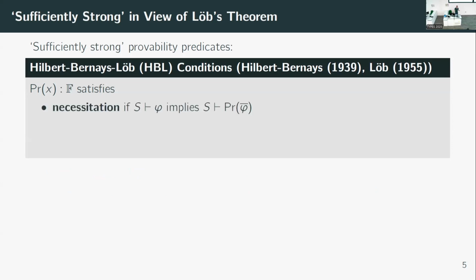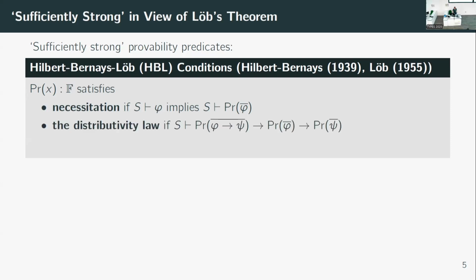The first is something that we've already seen. It's necessitation. It says if you prove the formula phi, then you can also prove the provability predicate instantiated to phi. It's something that we've seen on the first slide already, but for historical reasons, it's also part of the HBL conditions. Then there's the distributivity law. It says that the provability predicate knows how the modus ponens rule works. You've got the implication and the premise, you get the conclusion.